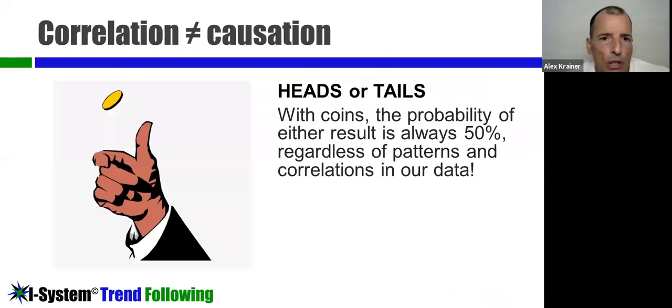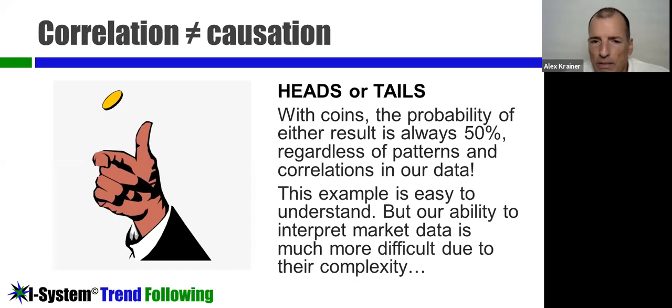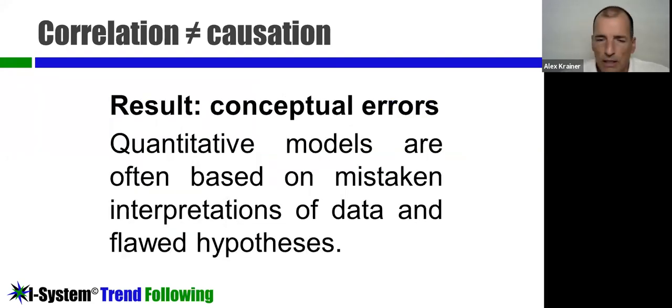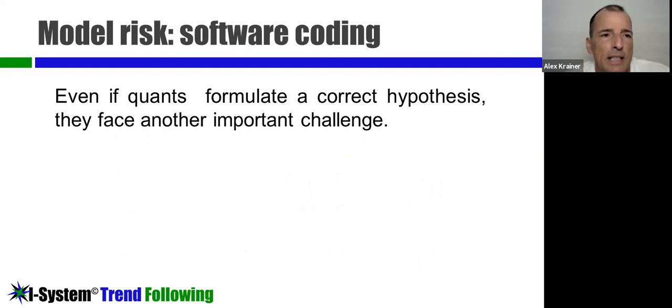And this is because with coin tosses, the probability of either result is always 50%, regardless of the pattern or correlations in our data. This is very intuitive and easy to understand with regard to coin tosses. But when we're dealing with market data, the data can be very complex, and it can be much more difficult to interpret correctly what we're looking at. So knowing what events cause what other events can be very, very complicated, and we can make mistaken assumptions. So the result can be conceptual errors, which means that quantitative models will often be based on mistaken interpretations of data and flawed hypotheses.